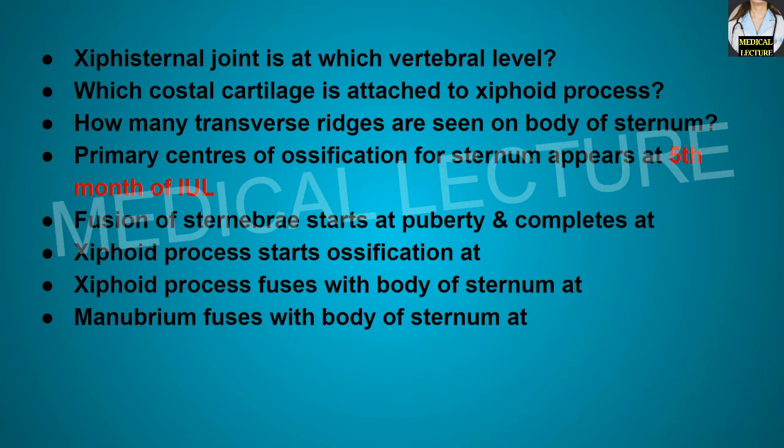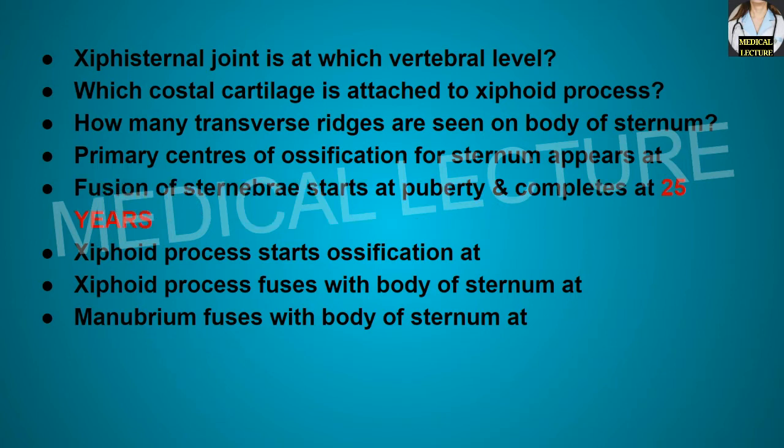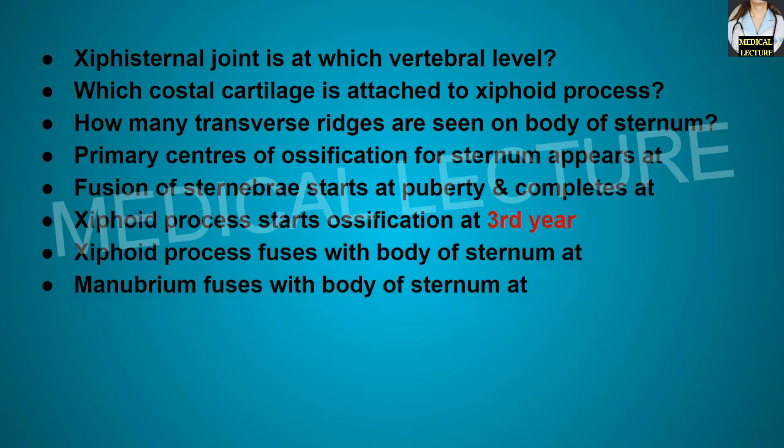Fusion of the sternebrae starts at puberty and completes at 25 years. Xiphoid process starts ossification at 3rd year. Xiphoid process fuses with the body of the sternum at 40th year. Manubrium fuses with the body of the sternum at 60th year.